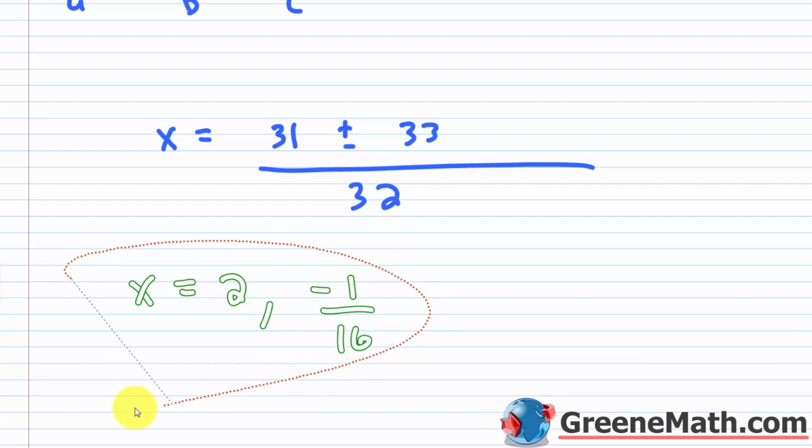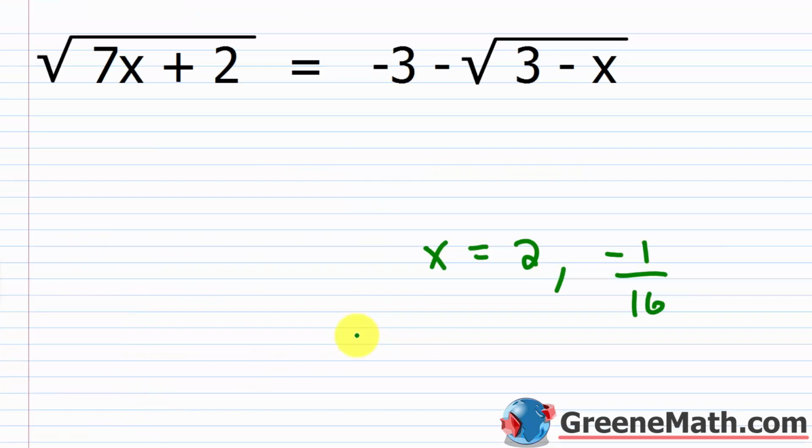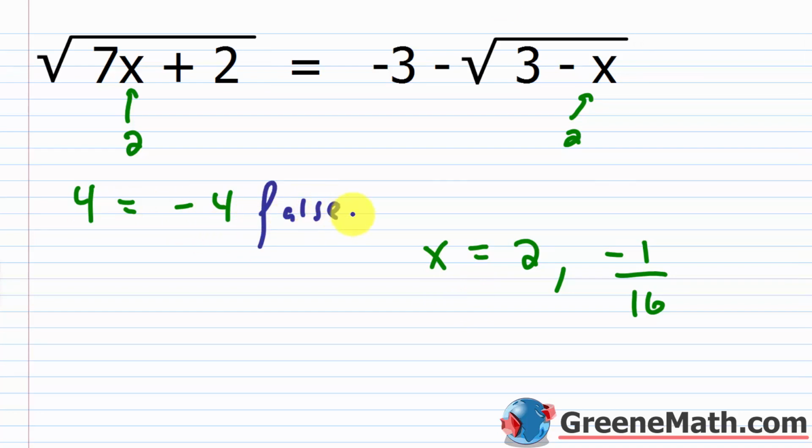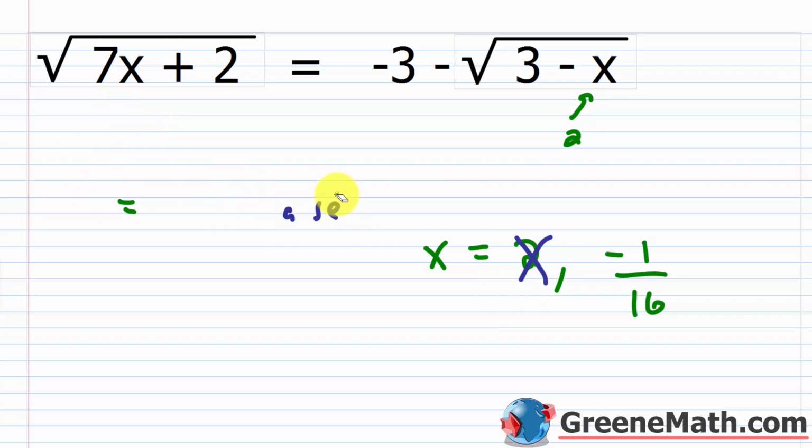So let's go ahead and check these. Let's start out by checking x equals 2. If I plugged in a 2 there and there, what would I get? Well, 7 times 2 is 14. 14 plus 2 is 16. The principal square root of 16 is 4. This equals, over here, we'd have a 2 for x, so 3 minus 2 is 1. Square root of 1 is 1. So you'd have negative 3 minus 1, which is negative 4. That does not work out. 4 does not equal negative 4. This is false. So go ahead and mark this one off. That's not a solution. That one is extraneous.